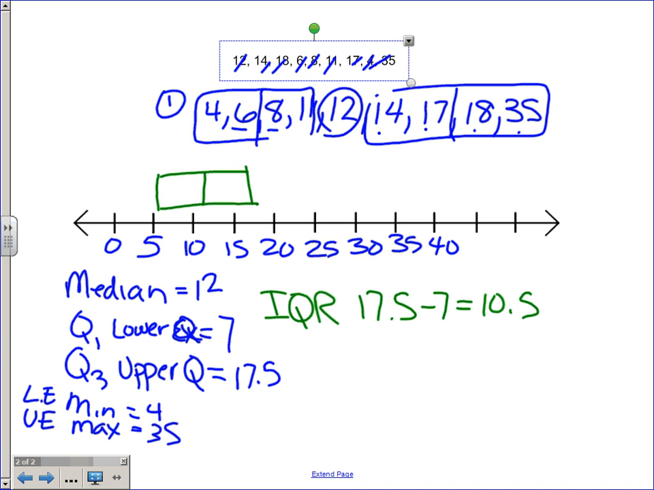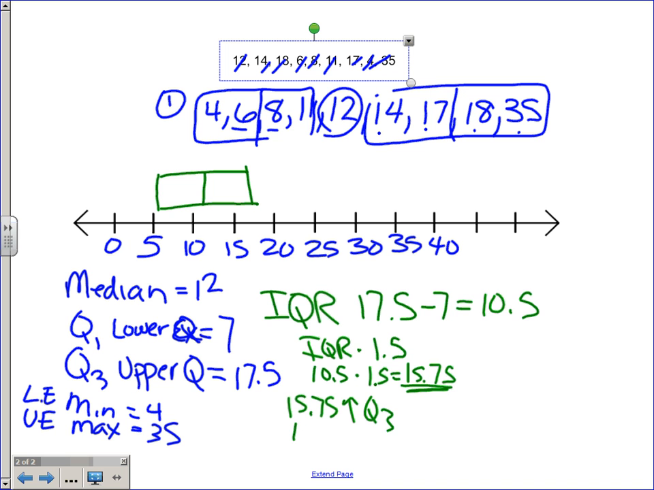In order to figure out if I have an outlier, I need to multiply my IQR times 1.5. So 10.5 times 1.5 gives me 15.75. I need to see if any points are either 15.75 above Q3 or 15.75 below Q1. I know they're not 15.75 below Q1. I can look at that.